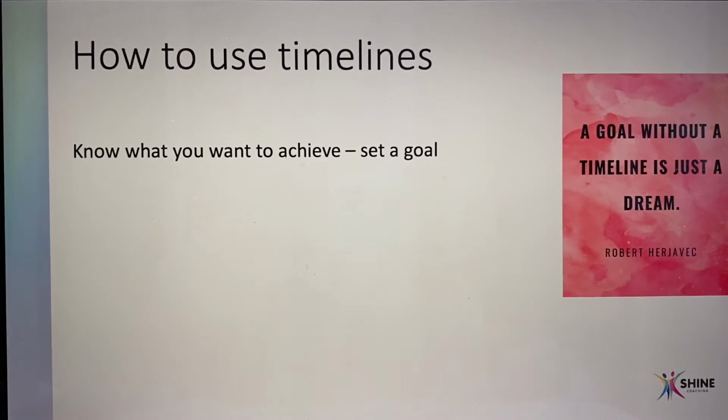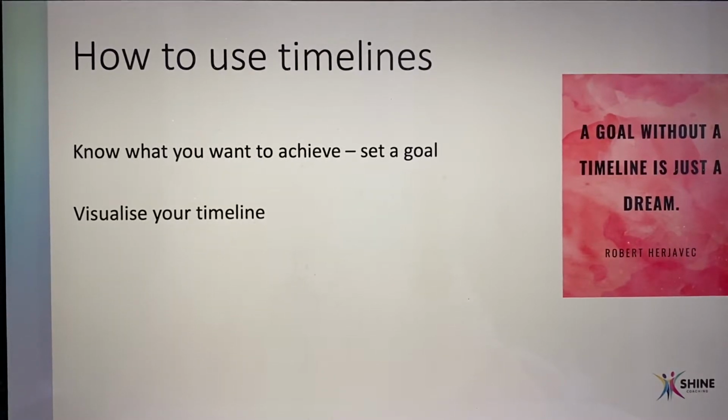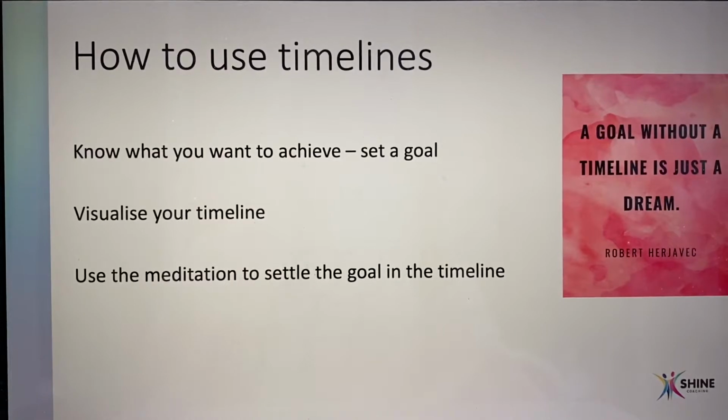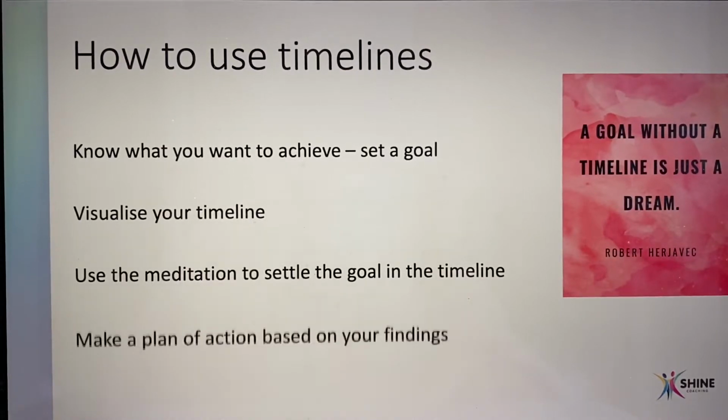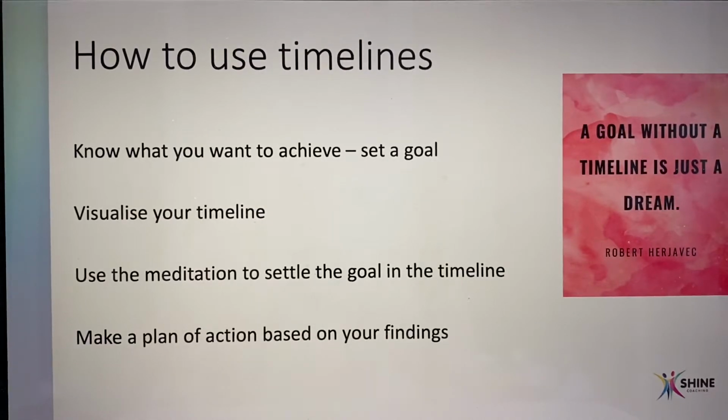And this is how we can use the timeline. We can work out when we're going to achieve them by and then work back from that point. So first of all, you need to visualize your timeline in front of you or underneath you. I'll talk about that in a moment. And then you can use the meditation to settle the goal into the timeline. So if you're finding it really hard to think of a point where that has happened, we're going to use that to make it work. And then you can work backwards and make a plan of action based on having done this visualization and working out where that goal sits.